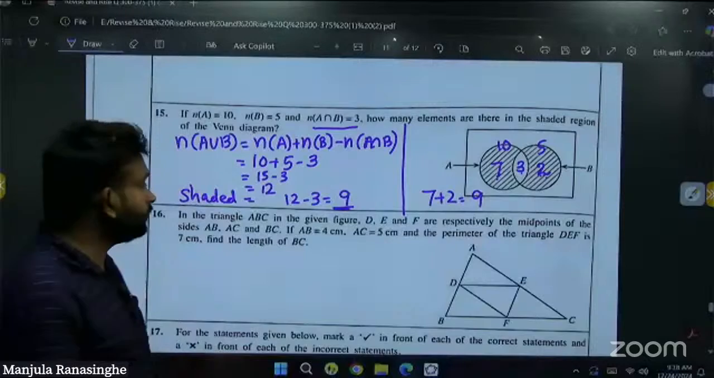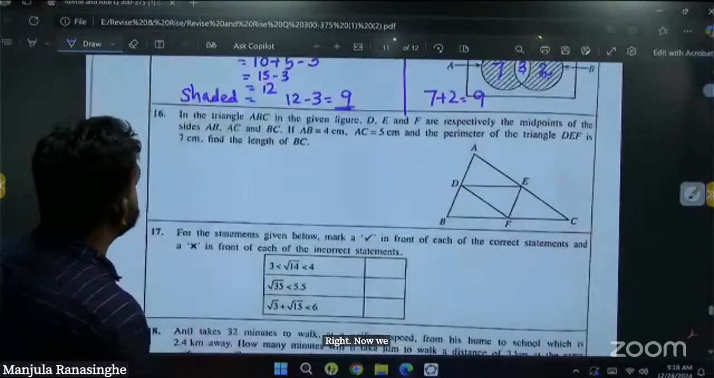Right. Now we move to question number 16.